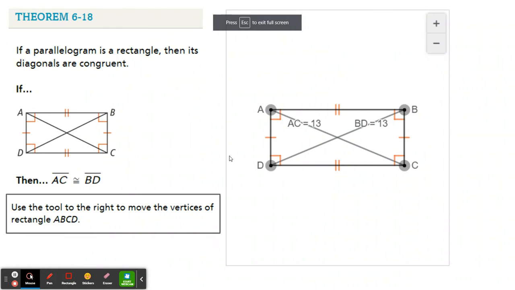All right, here we go. As promised, rectangles. One of the major properties of a rectangle is that the diagonals are congruent. Now, first, let's talk about what a rectangle is.